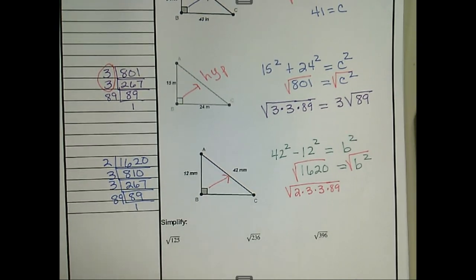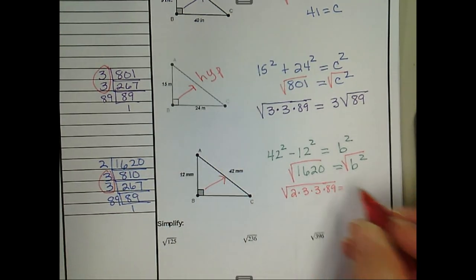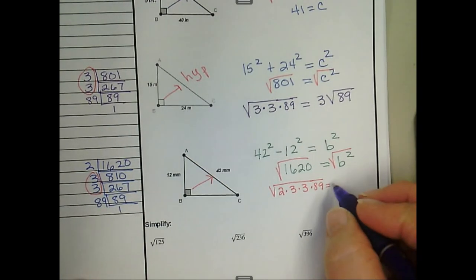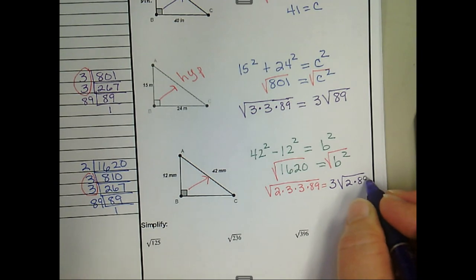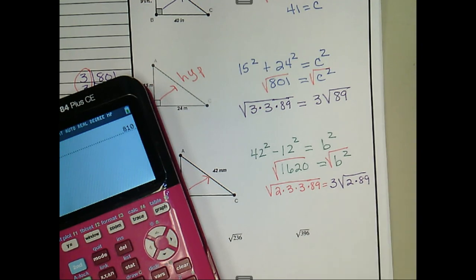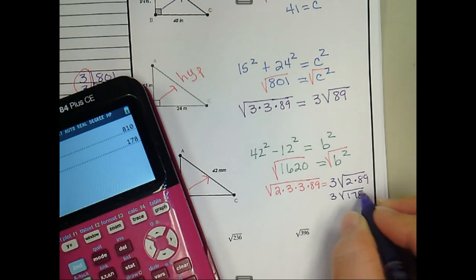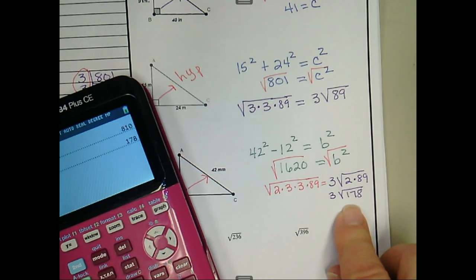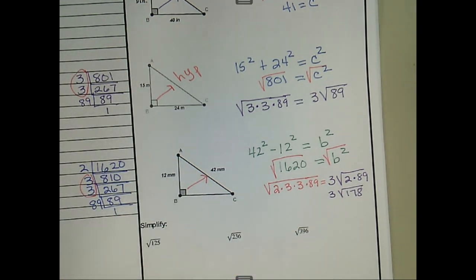I still only have a pair of 3's to bring out. So I bring out the 3. The square root of 2 times 89 is left underneath. So my last step will be to multiply 2 times 89. I get 178. So this is 3 square root of 178. That is your simplified form. Anything that does not pair up, you multiply back together and leave underneath your radical.